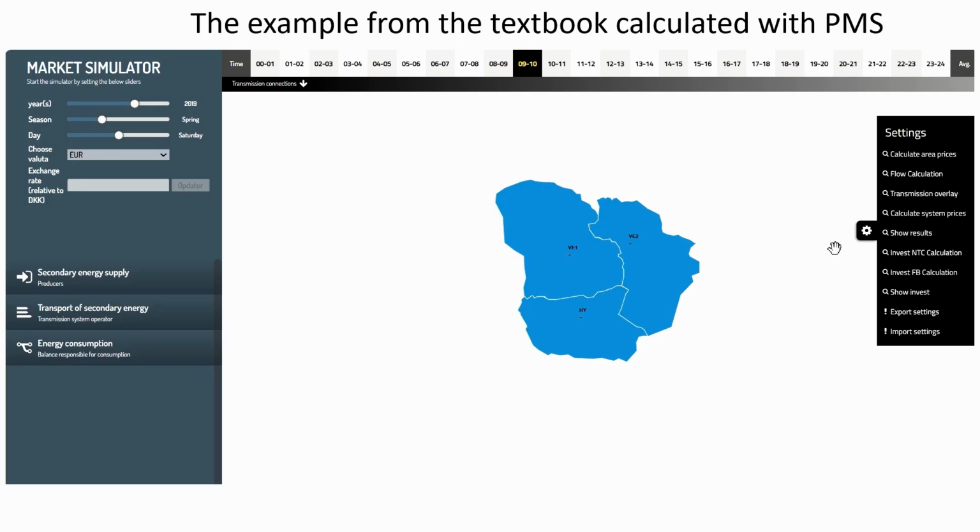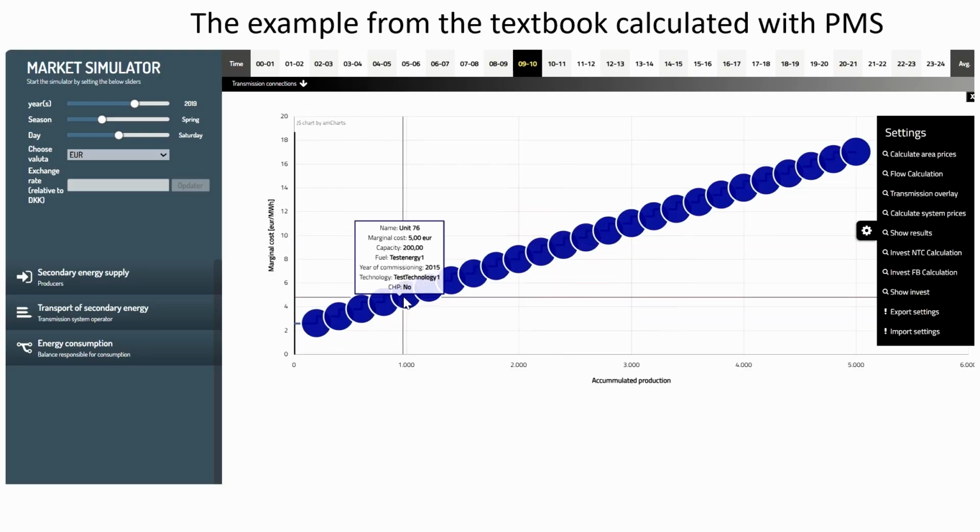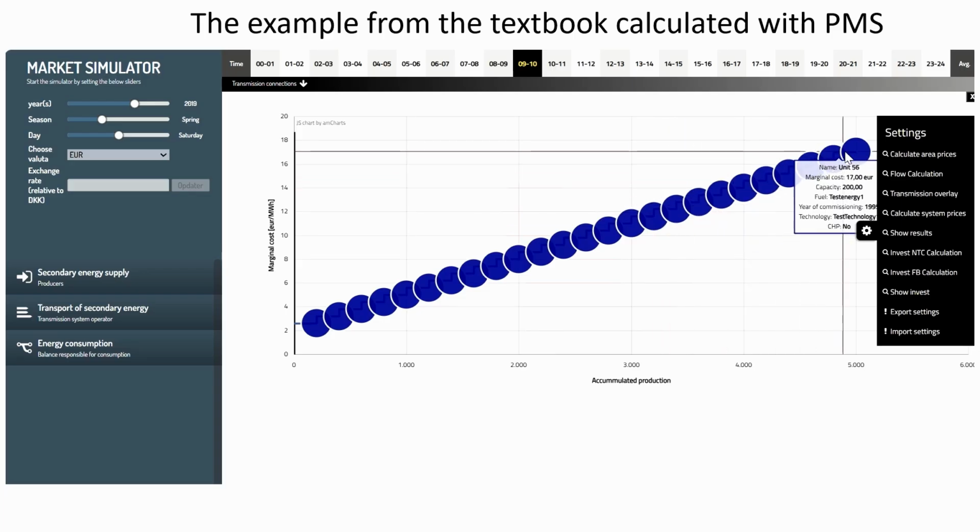income. I'm now inside the education version of the Power Market Simulator, and I will show you how we can recreate the results shown in the textbook using the Power Market Simulator. We have here V1, which is the same as node A in the textbook. This is the same as the node B in the textbook, and this is the same as the node C in the textbook.